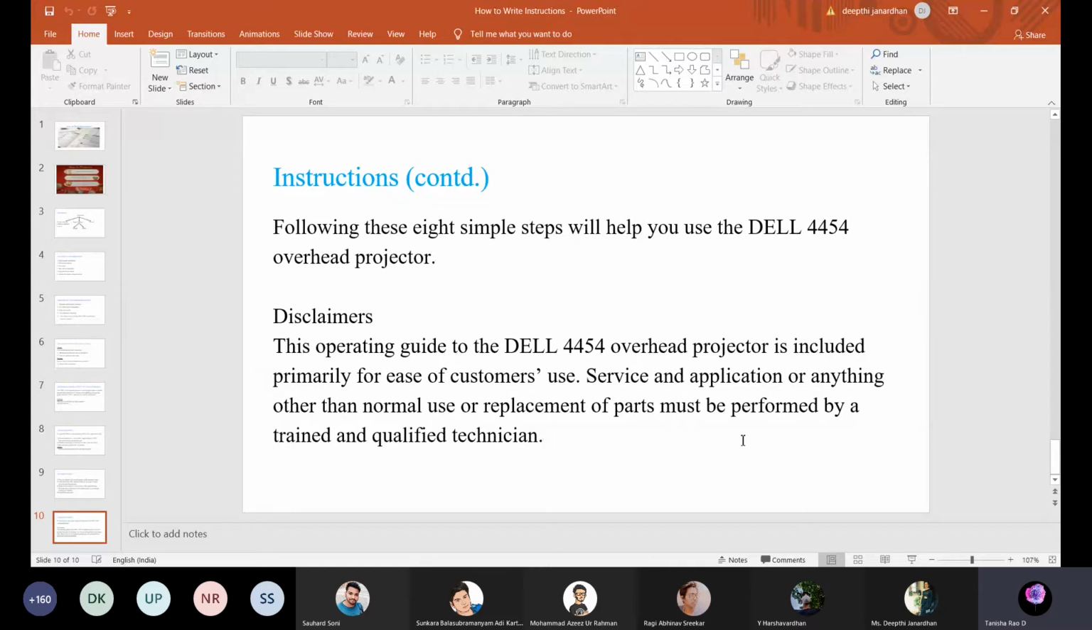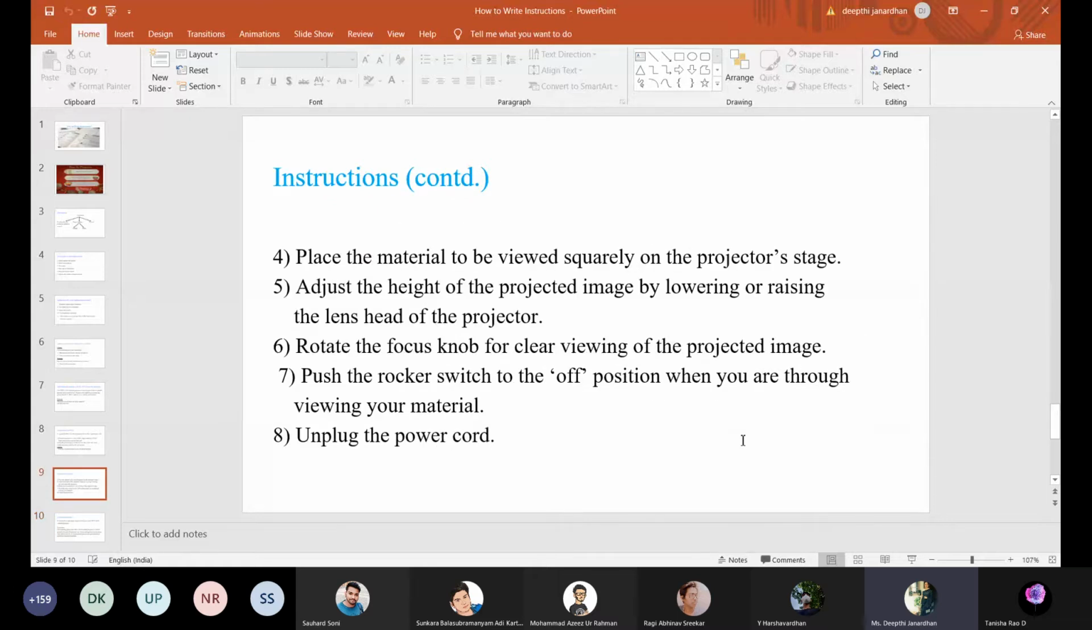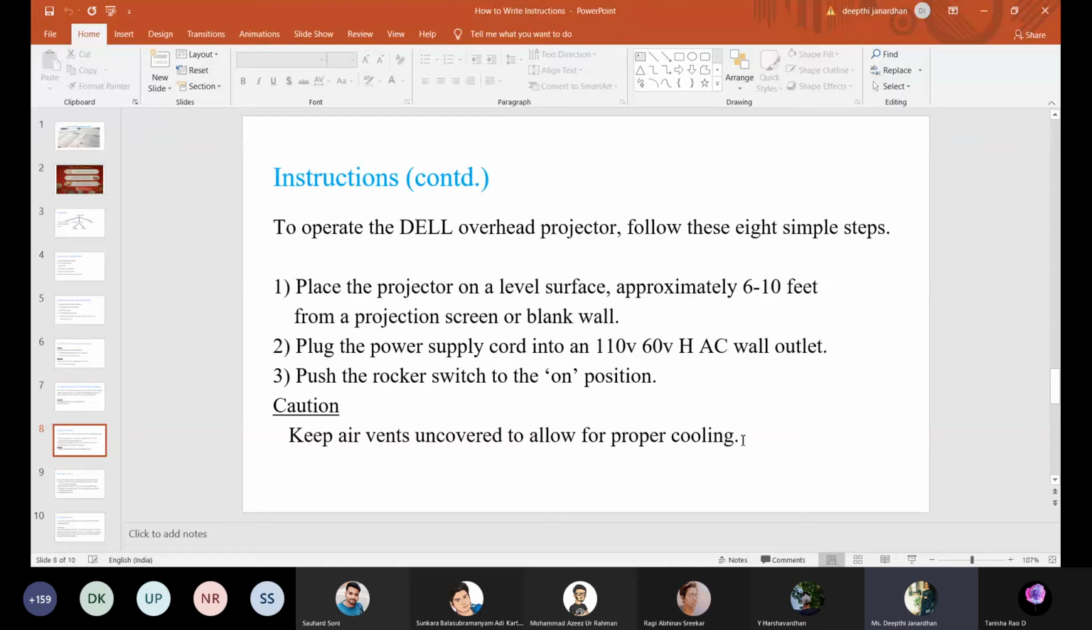Okay, so the disclaimer here has acted as your conclusion. Okay, so guys, have you got a rough idea now as to how to write instructions? Yes, ma'am. Okay. So would you write an instruction for me now?